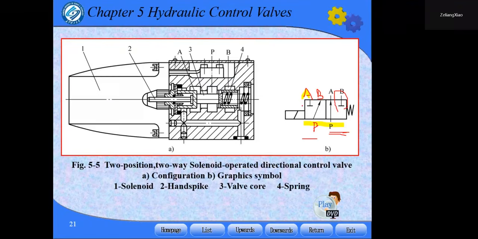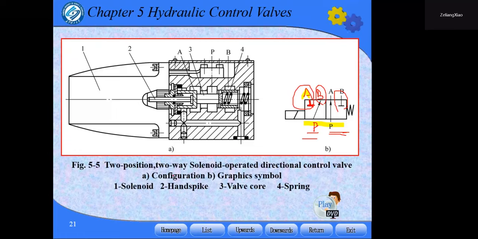The oil can go through the P port and flow along the PB line and go out through the B port. In this position, A is prevented. This means prevent, prohibit.